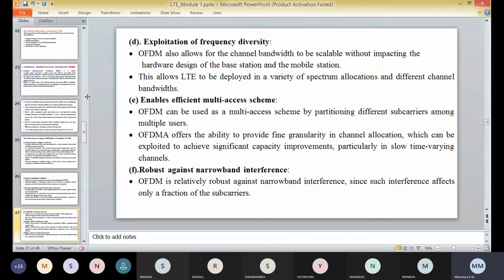OFDMA offers the ability to provide fine granularity in the channel allocation, which can be exploited to achieve significant capacity improvements, particularly in slow time varying channels.